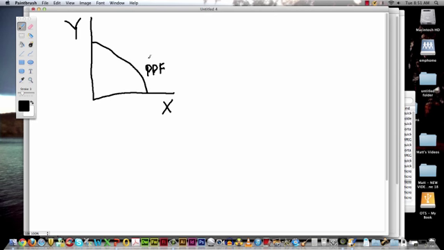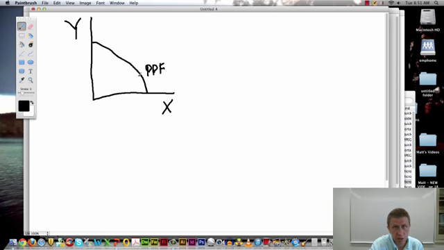I'm drawing on the little computer bamboo screen, as they call it, so it's a little bit messy. You'll have to forgive me on that. But the PPF often will look something like this. It's often bowed out, in terms of the cost to make the first units of anything is usually a little bit cheaper. But as you make more and more of it, it becomes more expensive to keep making more units of a particular product.